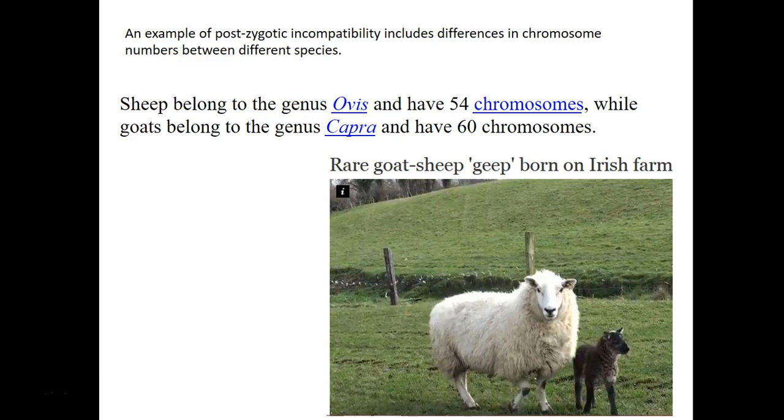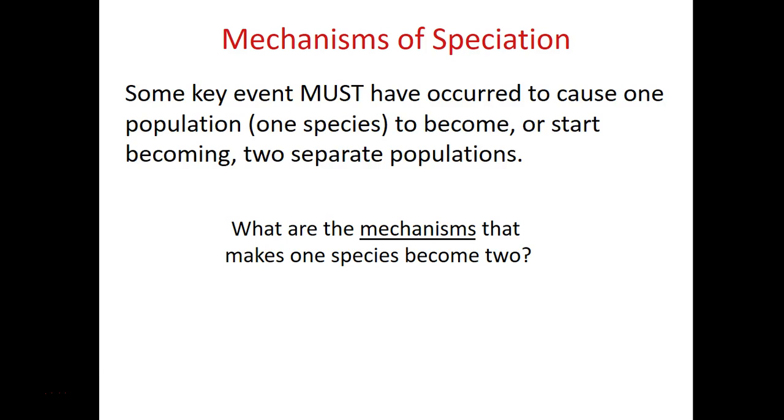Some examples of post-zygotic incompatibility include differences in chromosome numbers between species. You probably know about the example of a horse and a donkey breed forming a mule. The mule will likely be sterile. But the same thing can happen with sheep and goats. Sheep have 54 chromosomes, goats have 60 chromosomes. And very rarely are they ever successful in producing an offspring.